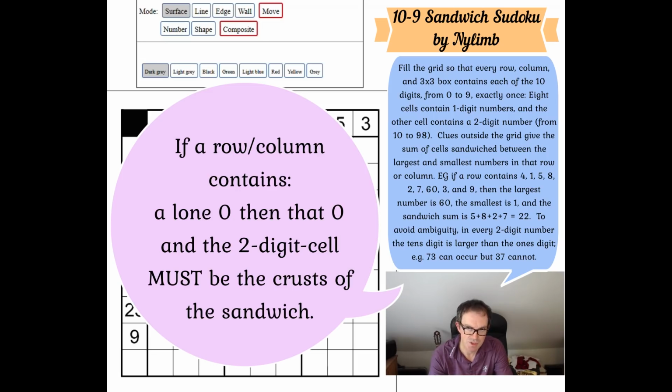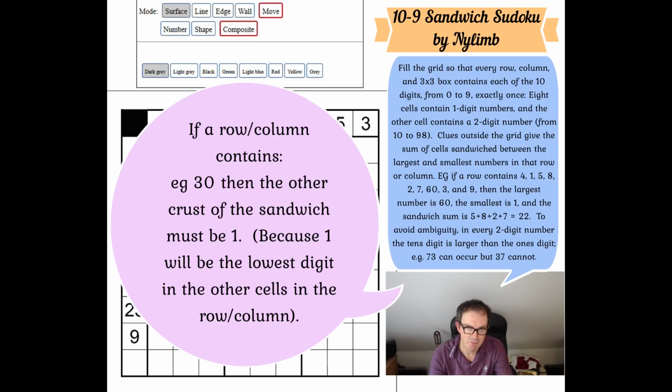But if the 0 is in the 2-digit cell, then the lower bound could be a 1 or it could be a 2. Now it could be a 1, well it will be a 1 if any number other than 1 appears in the 2-digit cell with the 0, but otherwise if the 1 accompanies the 0, so we have a 10 in one cell, then the 2 will bound the sandwich.